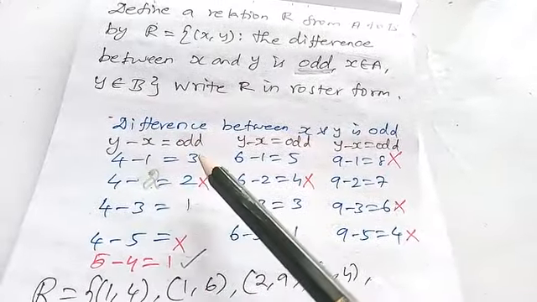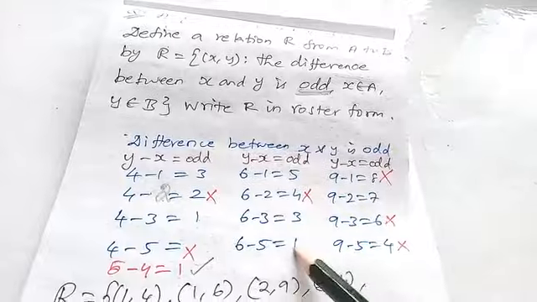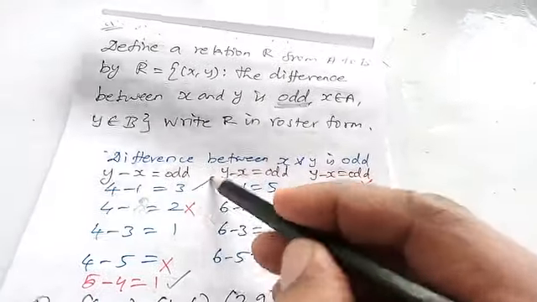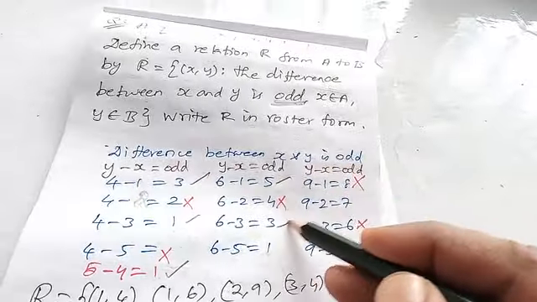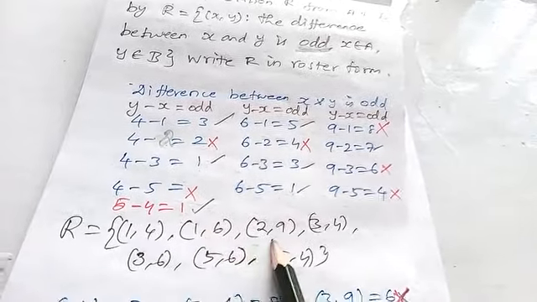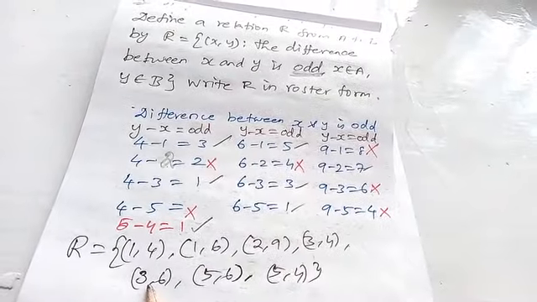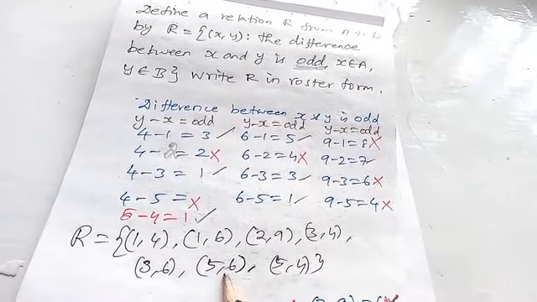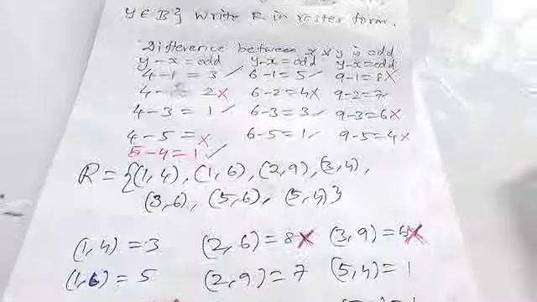So difference odd, we are getting 7 pairs: 1, 2, 3, 4, 5, 6, 7. Right? So ordered pairs are (1, 4), (1, 6), (2, 9), (3, 4), (5, 4), (3, 6), (5, 6). Hope you got it. If you want, you can check like this.